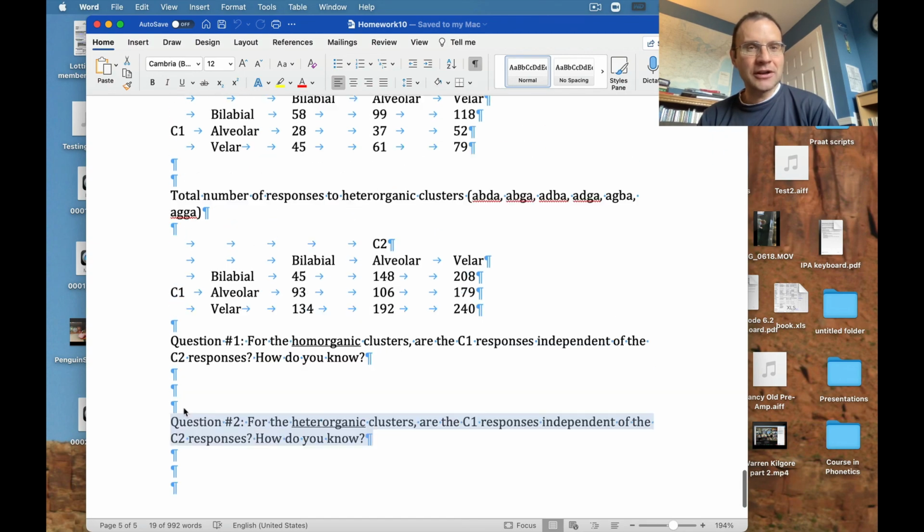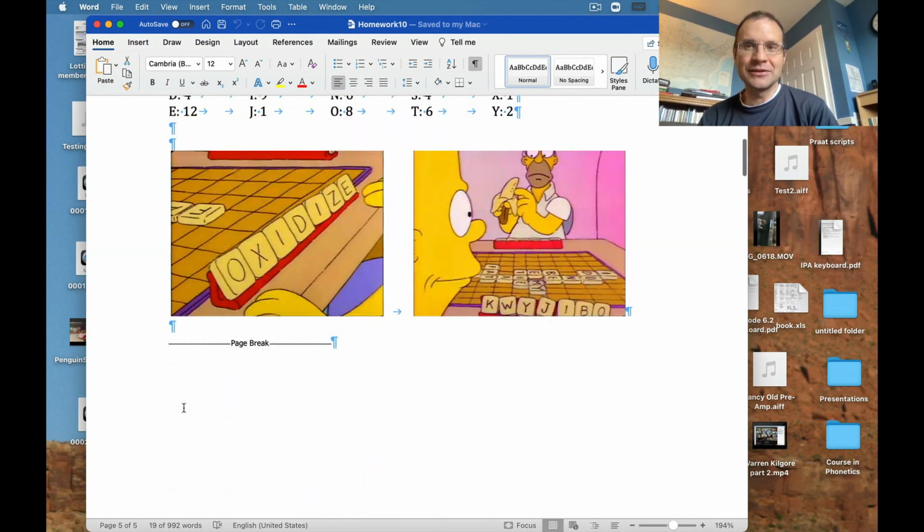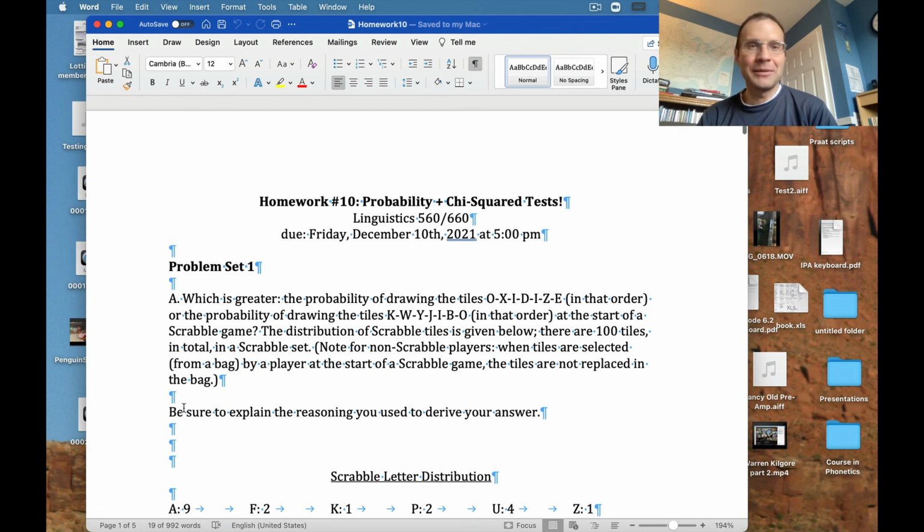Okay, that's the homework for homework number 10. It's due in a week and a half from now. Let me know if you have any questions. I'm sure that a few will arise, but otherwise, have fun.